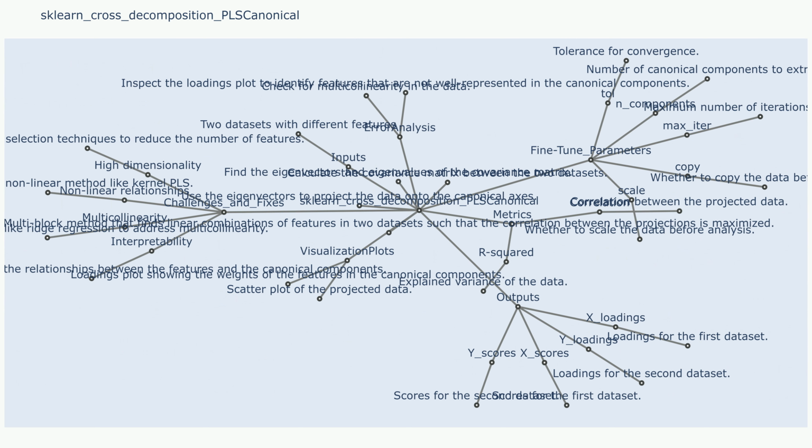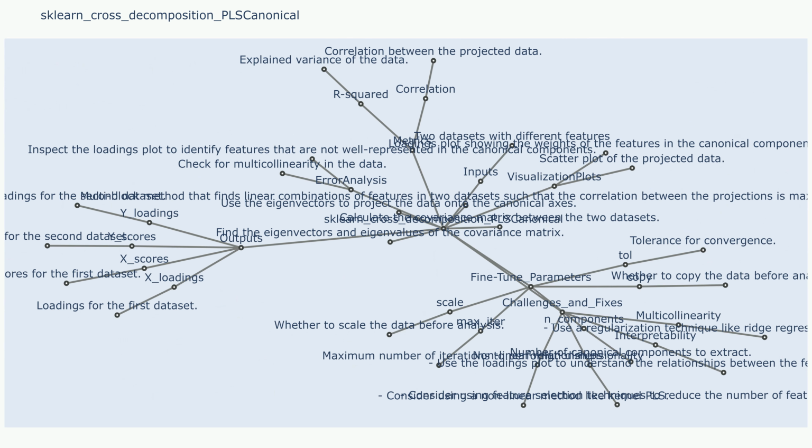X_scores, a 2D array of shape (n_samples, n_components), representing the scores for the first set of variables. Y_scores, a 2D array of shape (n_samples, n_components), representing the scores for the second set of variables.